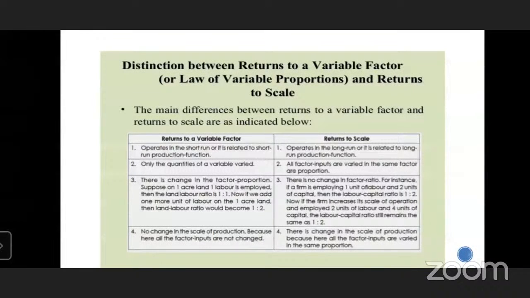So students can go through this table for writing answers between variable and returns to scale. But briefly, I will tell, law of variable factor is for the short-term production function. Returns to scale is for the long-run production function. For variable factor, we have only a few quantities variable. For returns to scale, we should take all the factors as variable. Then there is no change in scale of production, but here there is change in scale of production.